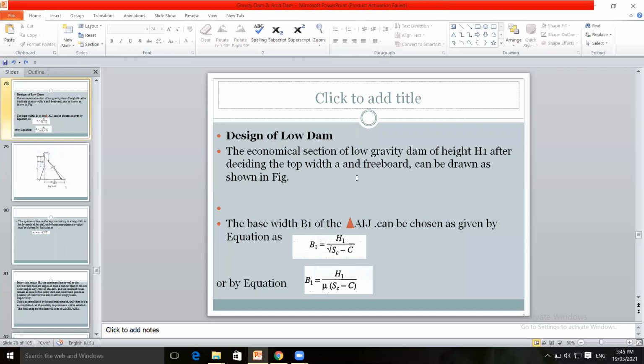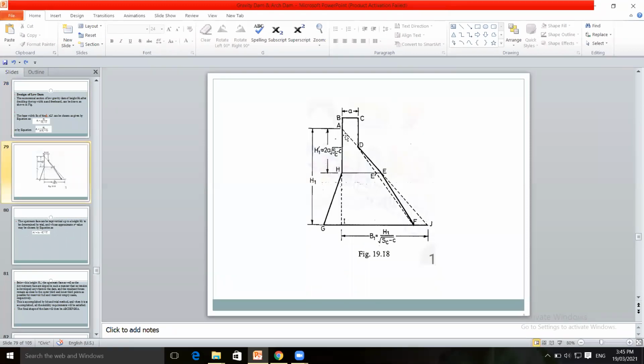The economical section of a low gravity dam of height H1, after deciding the top width and freeboard. The section of the dam is shown in this figure. The top width is A, and the freeboard is from A to B. Then H1 hash is 2A into root of SC minus C. H1 is the height from the base of the dam up to the maximum water level. The base width is B1, equal to H1 by root of SC minus C. This is the profile of the gravity dam.